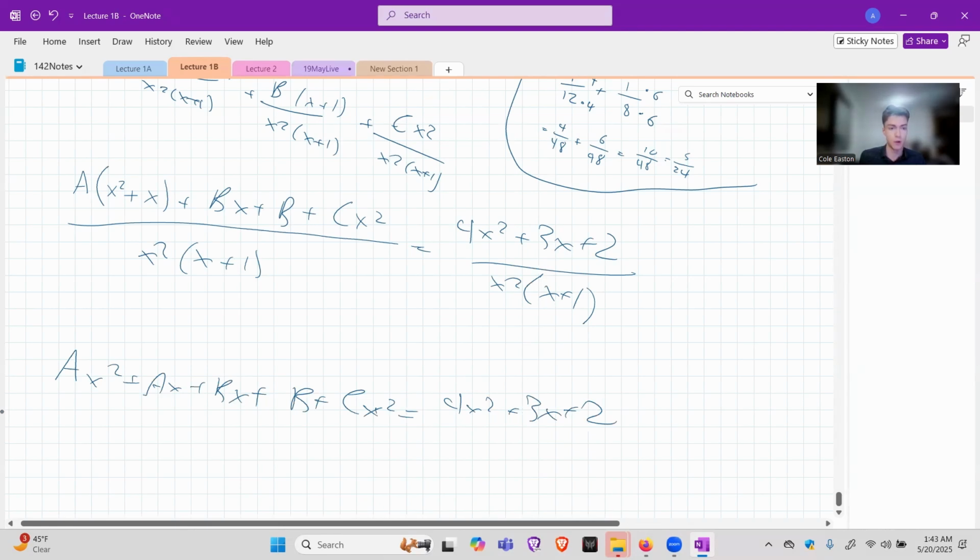Then I'm going to group all of these things together. So I have ax squared plus cx squared, so that's all my x squareds, plus ax plus bx plus b.